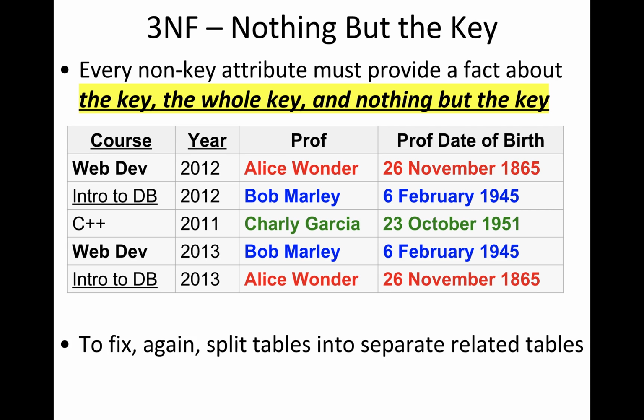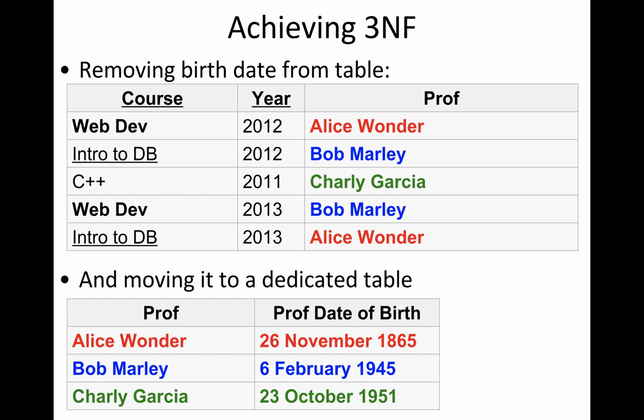So the third normal form says that you should depend on the key, the whole key, and nothing but the key. So basically, we split them up into professor and the birth date, represented only once, and then foreign keys back to the courses that those professors teach. Okay? Make sense?